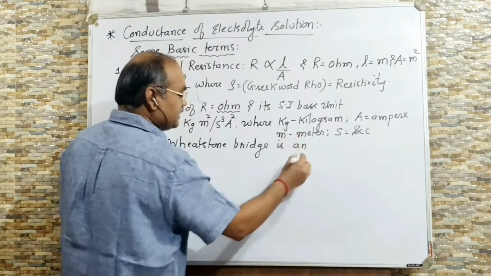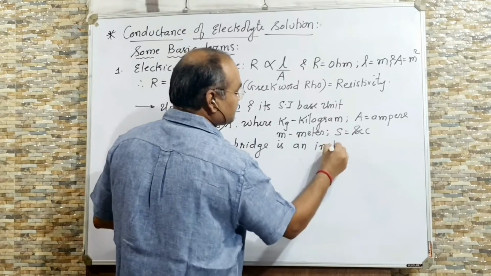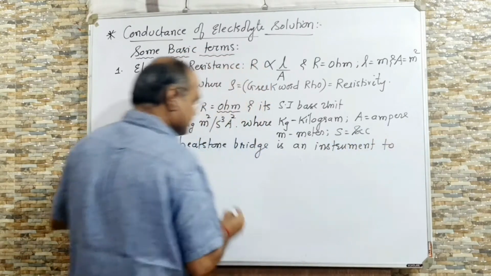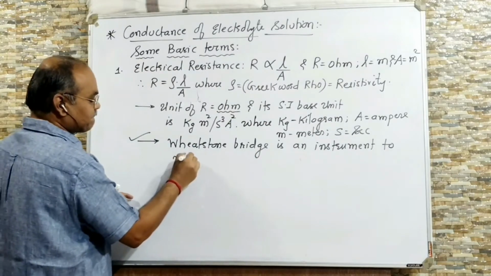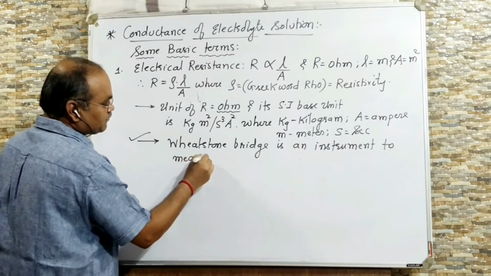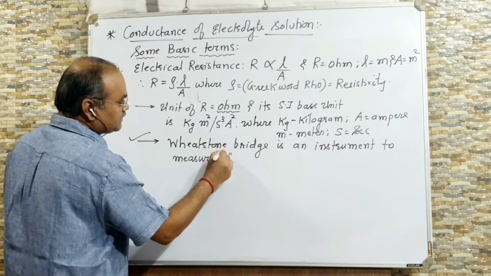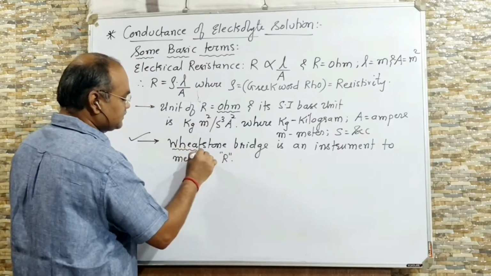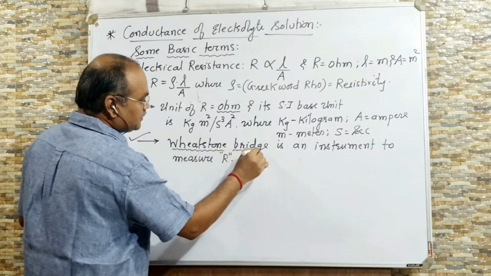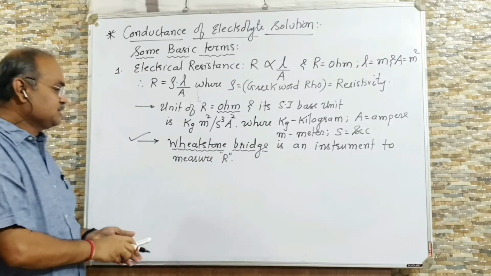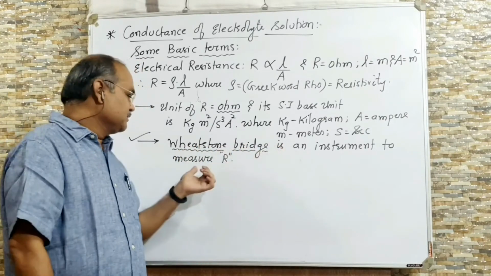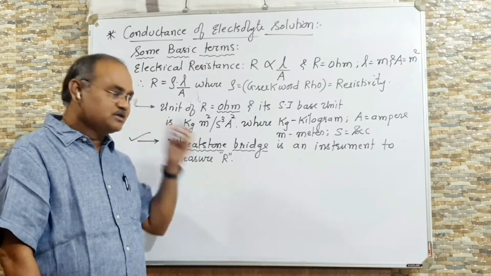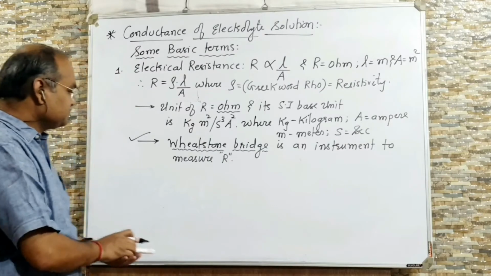Wheatstone bridge is an instrument to measure R. So this question is also asked, or have been asked so many times in the examination. So which instrument is used to measure electrical resistance? Answer is Wheatstone bridge. So this you have to remember, right?